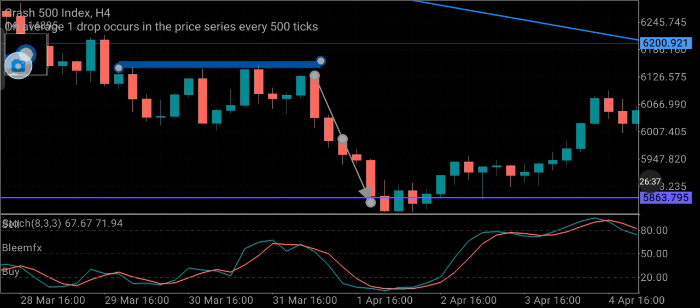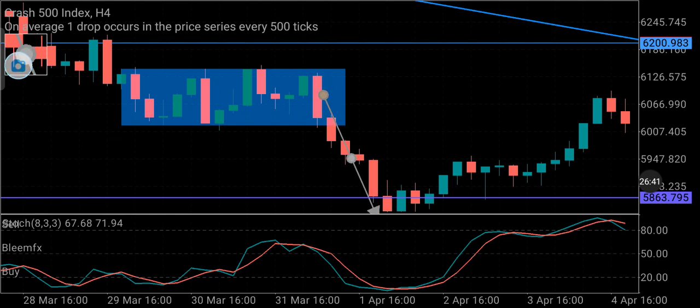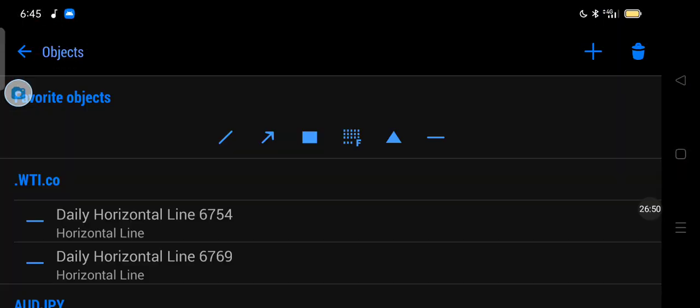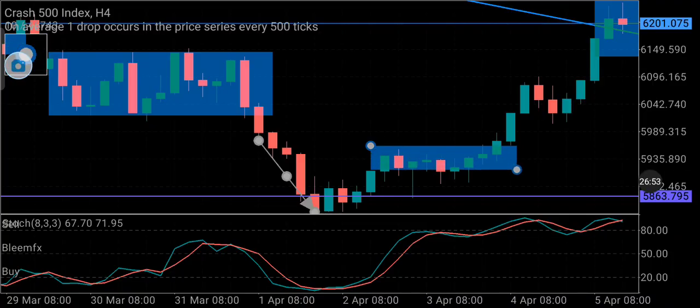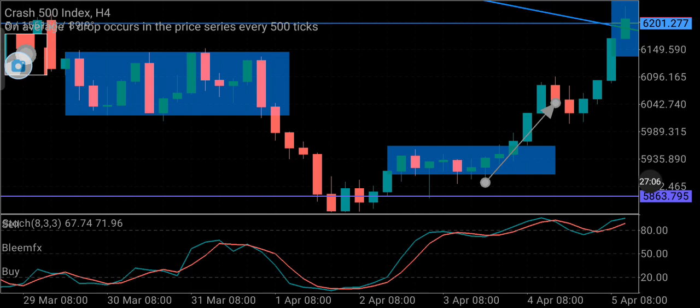All right, look at it. That's a contraction phase. Now when the market broke out of it, that's an expansion. Then price moved again, and another contraction phase came in. As you can see, another contraction phase came right in. Then what happens? Price broke out of it. That's another expansion.